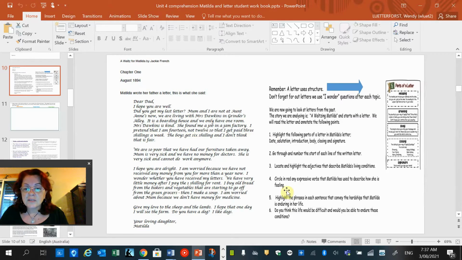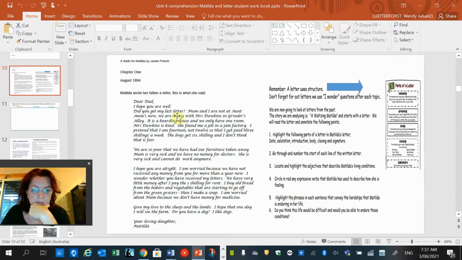The next one is, now this is a very important one. We're going to be doing this a lot, and that is circle in red any expressive verbs that Matilda has used to describe how she is feeling. Well, we're not going to circle any in red, and we'll just call that 3. Doesn't matter how you number it, I'll know what you mean. So we're looking for expressive verbs that talk about how Matilda's feeling.